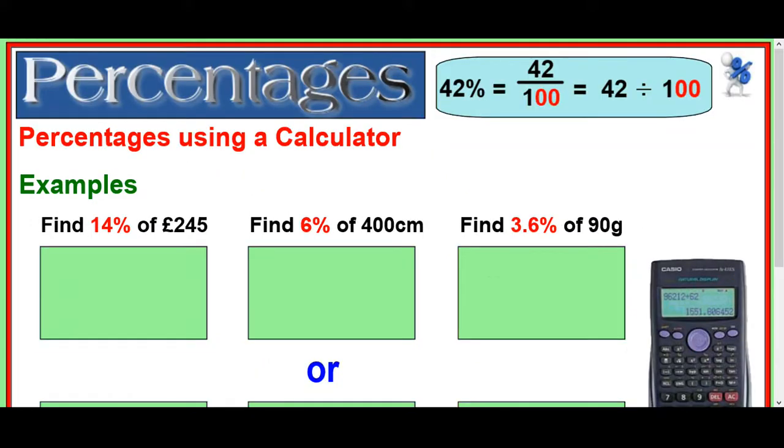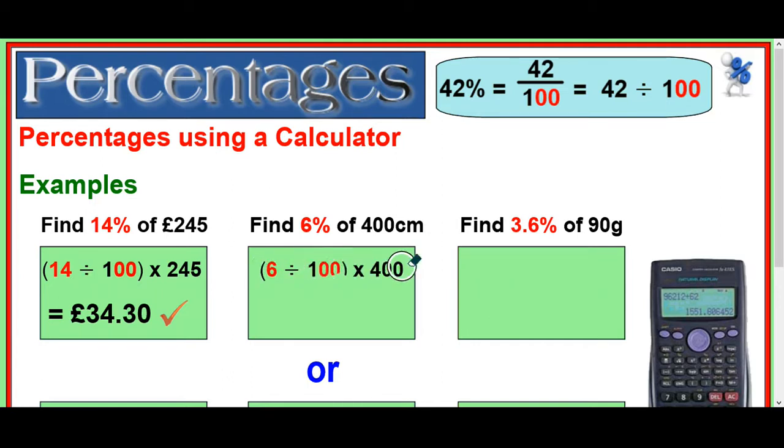Now, a wee quick revision with percentages using a calculator. The good thing here is the technique is the same for all 3 of these questions. So 14% means 14 out of 100. So that's 14 divided by 100, and then you just times it by 245. Type it in your calculator, you'll get your answer. You don't need the brackets in here, you can just write it like that if you want without them. Same with the 6%, 6 divided by 100 times 400, and then go straight to your answer, 24 centimetres.